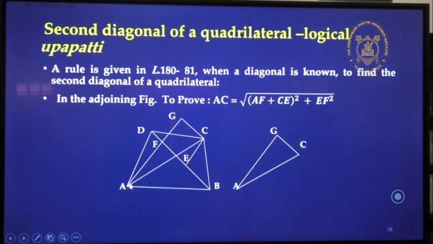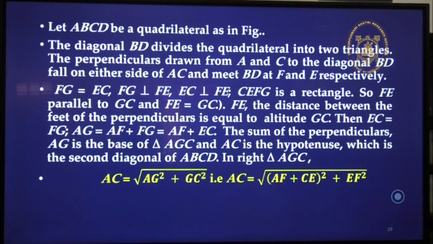Now, triangle ACG is a right triangle because we have drawn perpendiculars. Therefore AC squared equals AG squared plus GC squared. AG is AF plus FG, and FG is CE, so AG is AF plus CE, squared, and GC squared is the same as EF squared. Therefore we get the result. If BD is given, to find the other diagonal AC, this is the formula. This formula is given in the Aryabhatiya; the proof is given by the commentator. So this is what I explain.